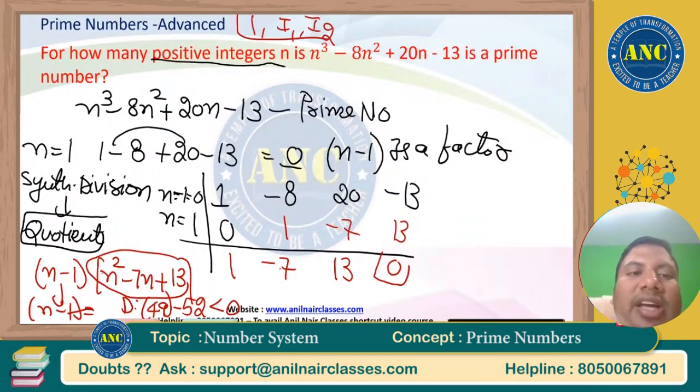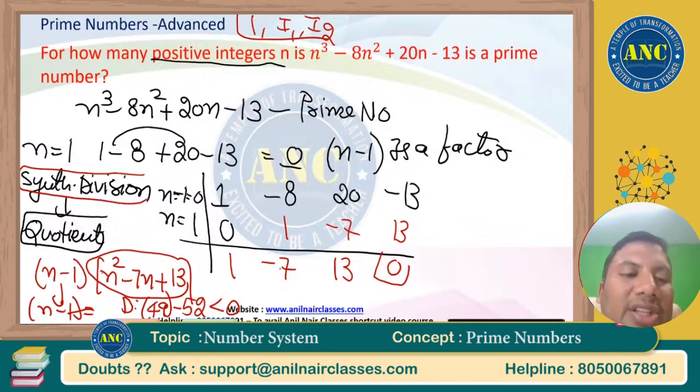n cube minus 8n square plus 20n minus 13. This is a cubic expression. He is asking how many positive integers n can take. n value 1, so n minus 1 is a factor. Then do synthetic division. Synthetic division helps us in finding the quotient.